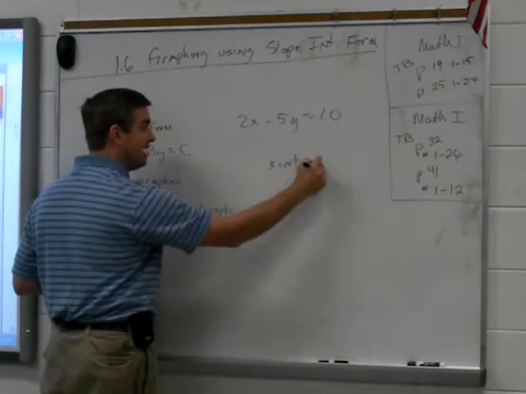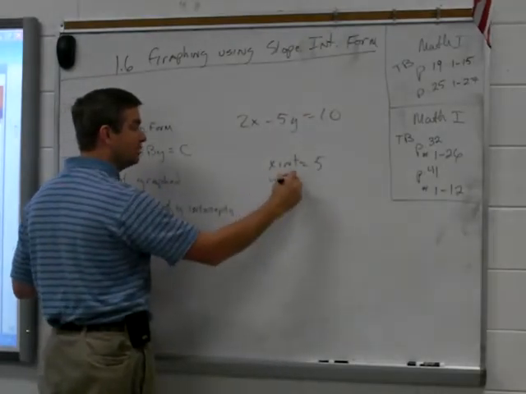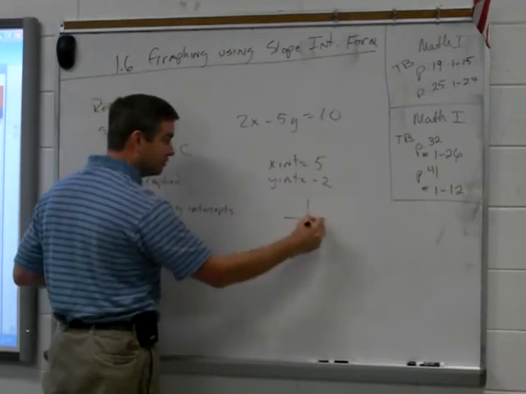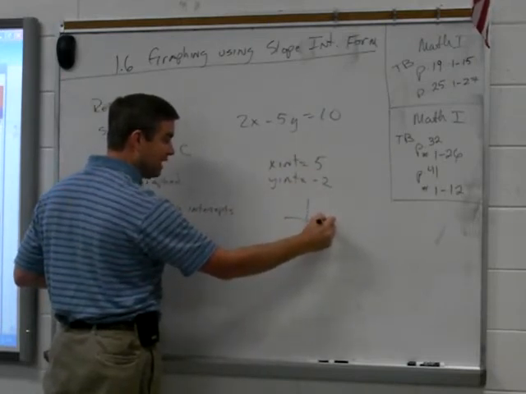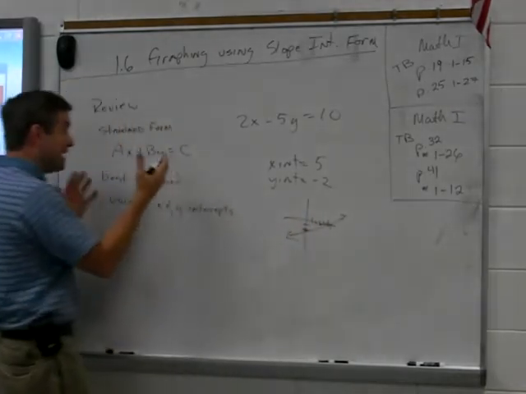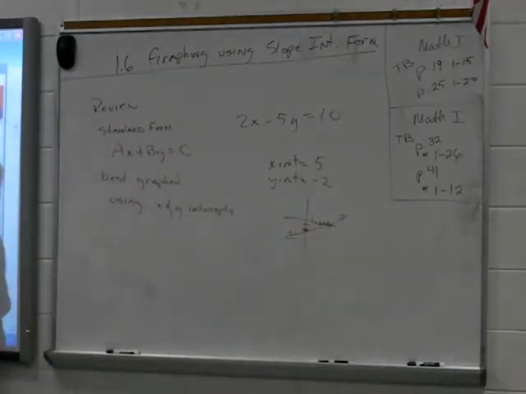You cover that up and get 5. What is the Y intercept? -2. So on my graph, 1, 2, 3, 4, 5, I put a dot right there. Y-intercept's -2, I put a dot right there, and there's my graph. So the easiest way to graph it, when it's in standard form, is X and Y intercepts.